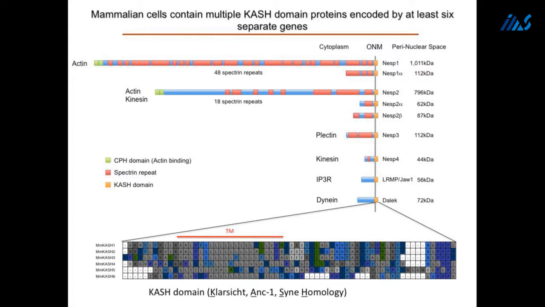Then we get onto this next group of proteins. Nesprin 3 is a plectin-binding protein, so it forms connections to the intermediate filament system. Other than that, we really don't know what it does at all. Nesprin 4, and this thing down here that we christened Dalek, I'll talk to you about in just a few moments.